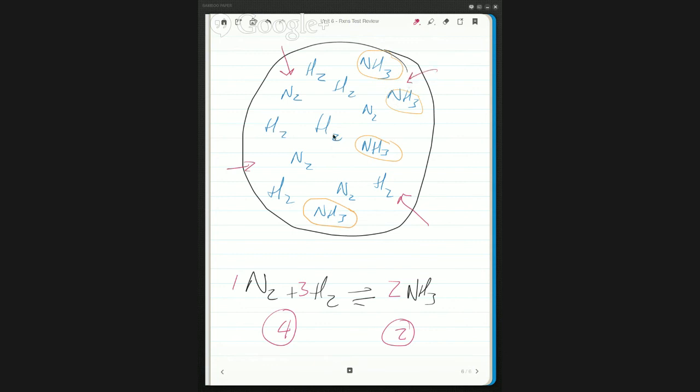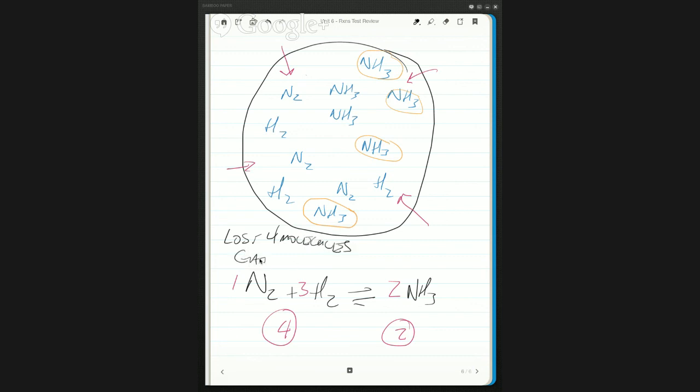Okay, so what happens is it's actually going to get rid of this. We're going to get rid of 1, 2, 3 H2s, and we're going to get rid of 1 N2. And then you're left with 2 NH3s. So what happened in this situation is it got smaller. We lost 4 molecules.